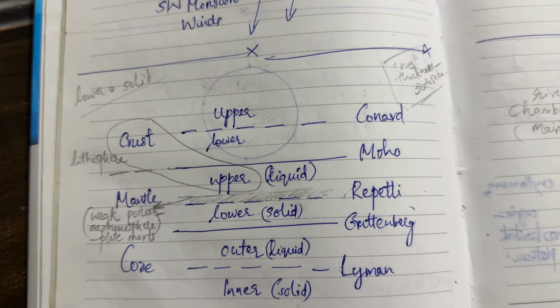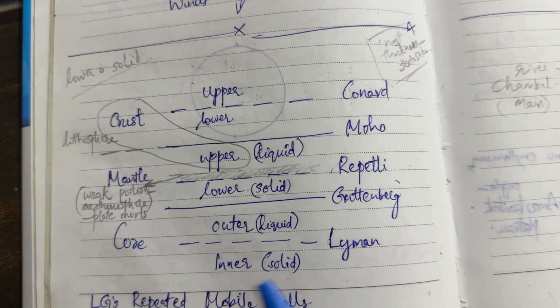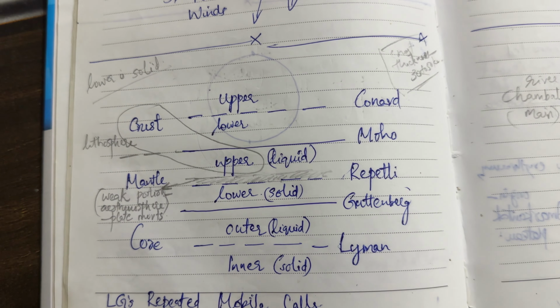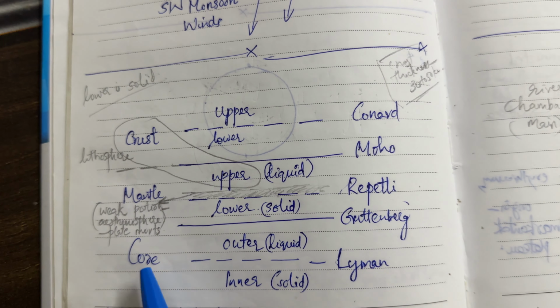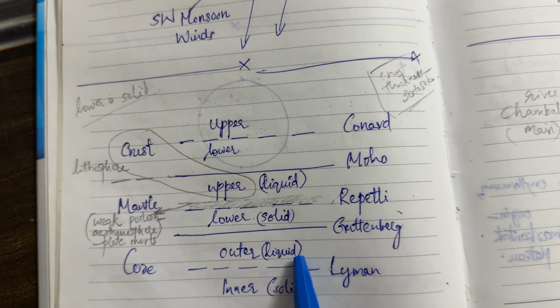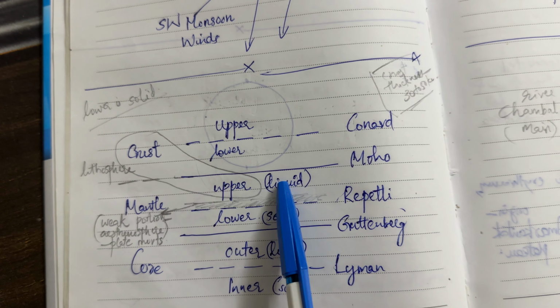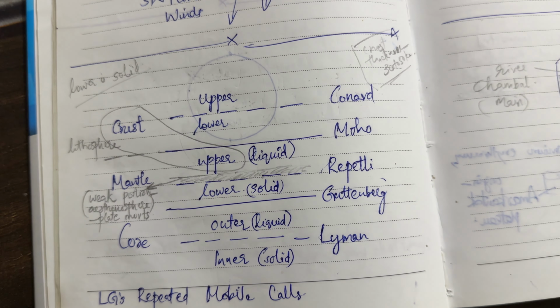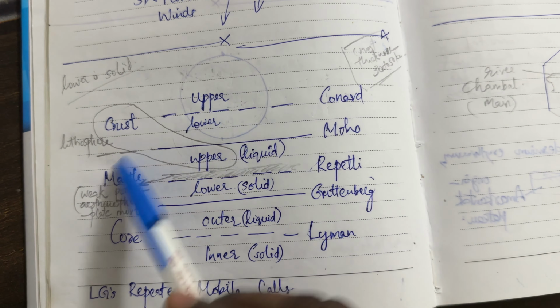Hello everyone, today we will see a video on the different layers of Earth. You all know we can classify the Earth's layers into core, mantle and crust. We can divide the core into inner core and outer core, the mantle into lower and upper, and the crust into lower and upper. You just have to memorize this figure.